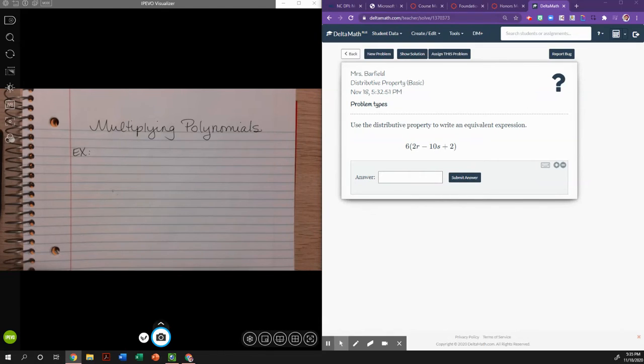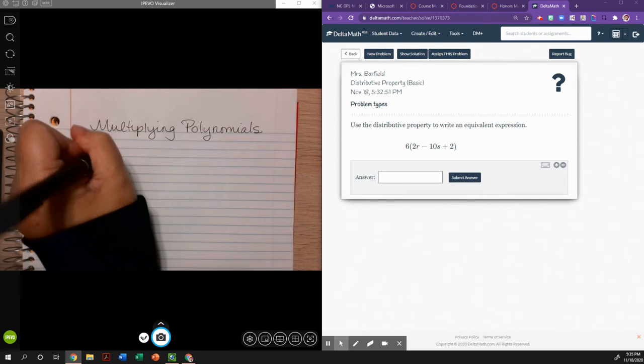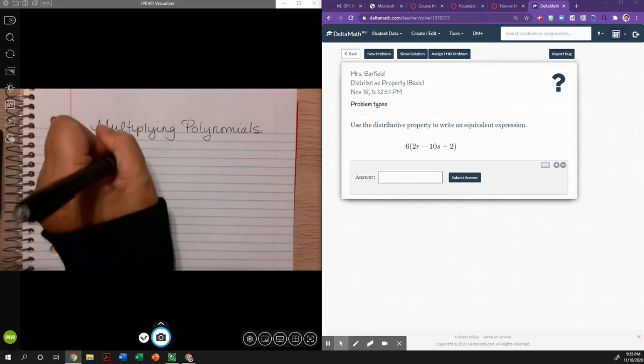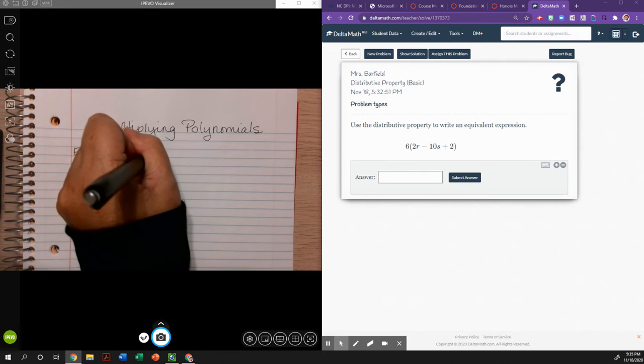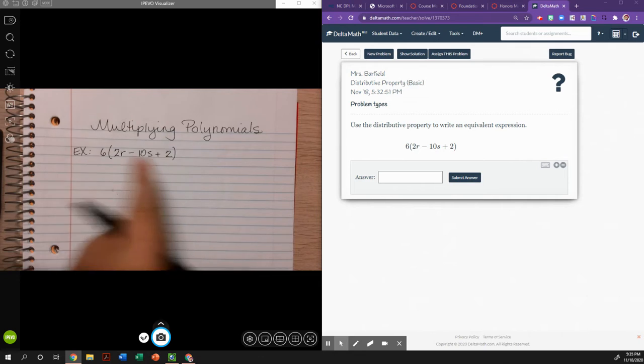All right, you guys, so we are going to take our first step towards factoring, okay? So we cannot factor until we understand where the factoring is coming from. All right, so you can see I have this problem up, 6 parentheses, 2r minus 10s plus 2. And it says to use the distributive property to write an equivalent expression.